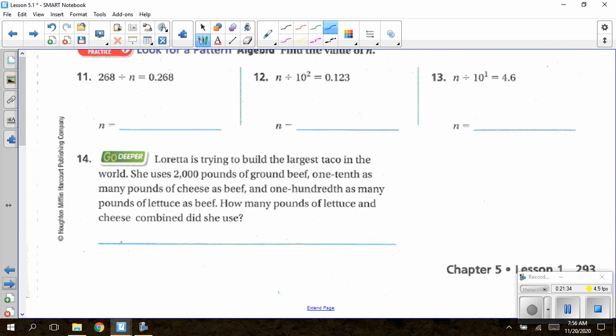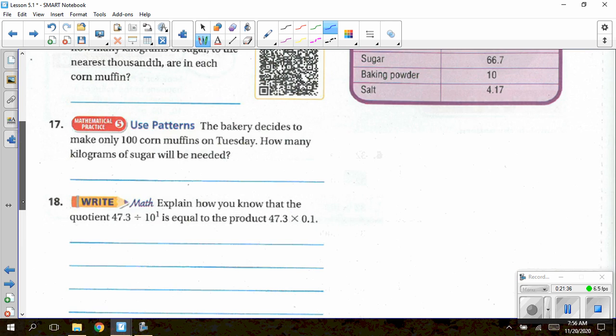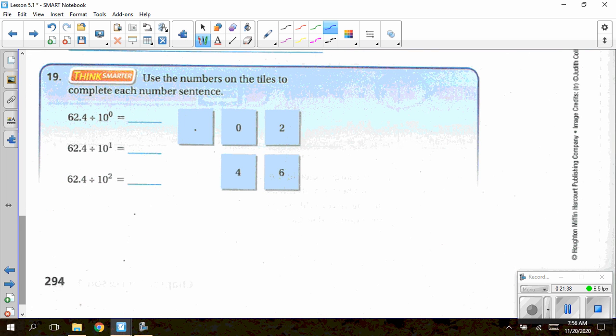So now I am going to move on to the very last page, and I'm going to go down to question number 19, because when we take our quiz over chapter 5, you have a question that is very similar to this, so I want to make sure that you understand what you would be doing. It says for number 19, use the numbers on the tiles to complete each number sentence. If you see this question on Schoology, this would be a drag and drop where you would need to place the tiles in the appropriate location in order to get this final answer.